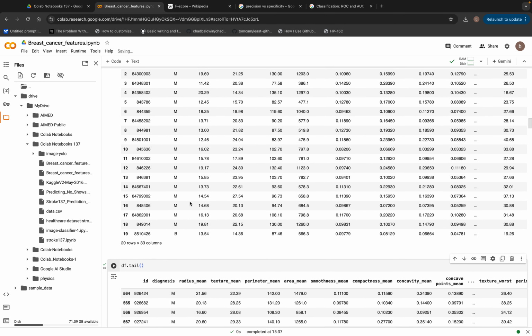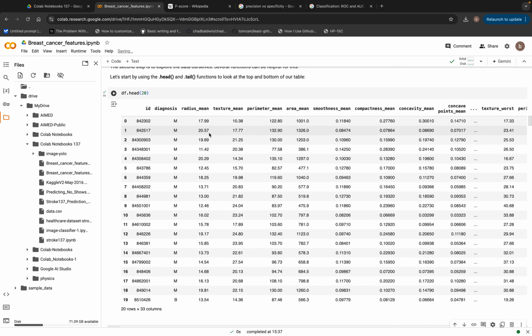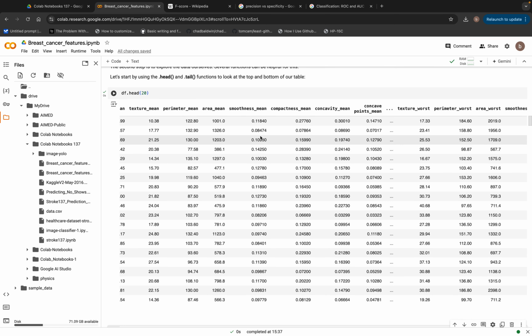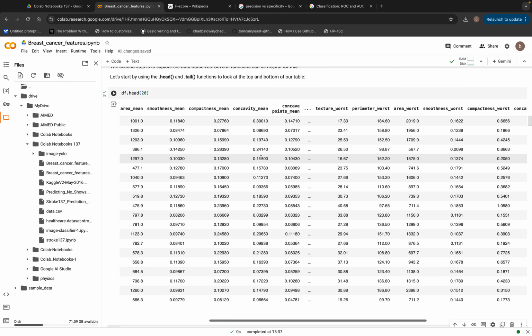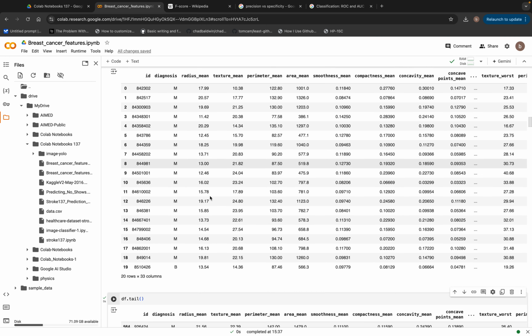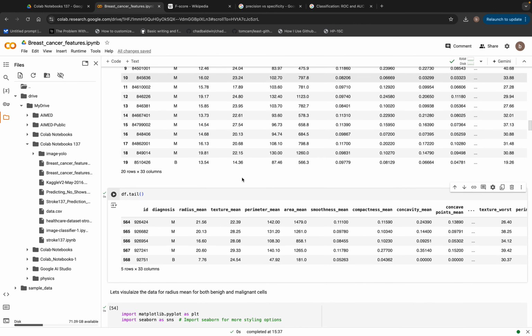You can see these numbers vary. They're like 10s and 20s. Some of these numbers are in the thousands. These are a little bit smaller, in the 0.1s, and that'll be important as we look later, because that will actually mess up your machine learning algorithm if all these numbers are of different scale.